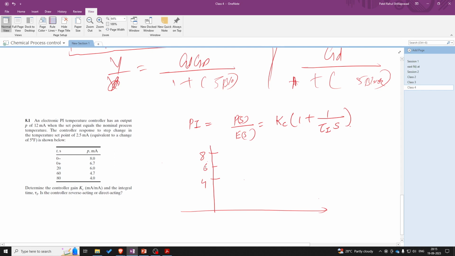Eight, 4, 6. So at time t equal to 0 it is simply 8, and at time t equal to 0 it becomes this 6.7 over here. Then we have 20, 40, 60, 80, and at 80 we have the value of 4. At 60 we have the value of 4.7, and at 20 we have the value of 6.